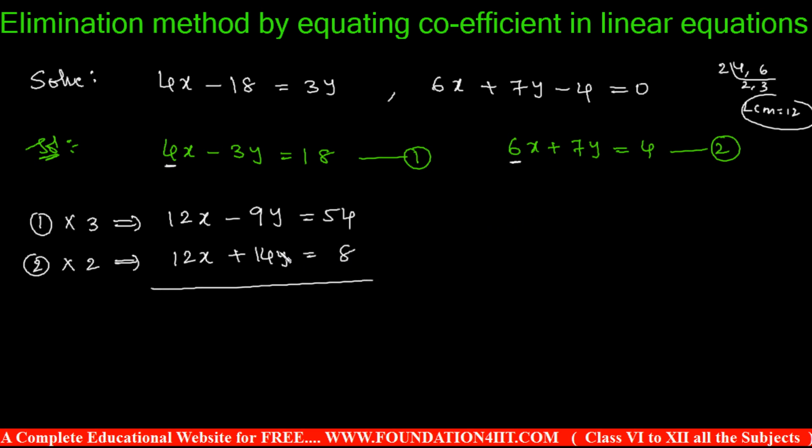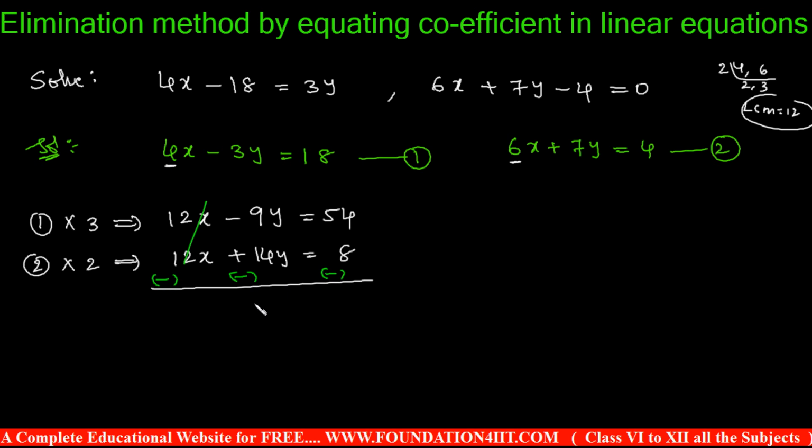Then once the coefficients are the same, we can subtract both the equations. Right? If subtracting, we should change the signs, because I am subtracting this minus this. 12x minus 12x cancel, minus 9y minus 14y, because the sign is changed. From this I am subtracting this value. Minus 9 minus of 14, so minus 9 minus 14.